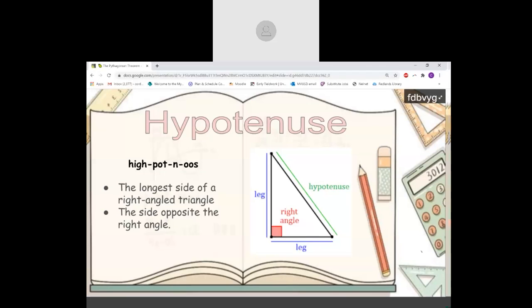Hypotenuse. All right, cool. Sounds like everyone knows it. Let's try one more time. Hypotenuse. Good job, guys.